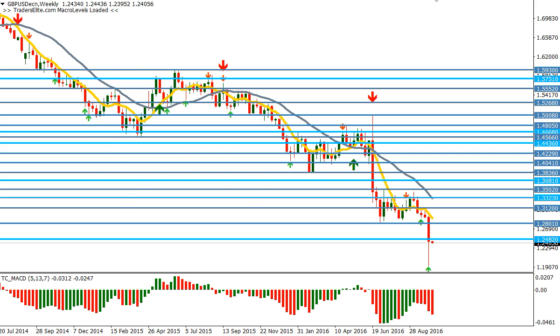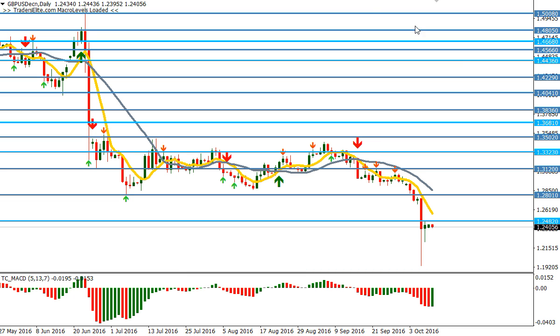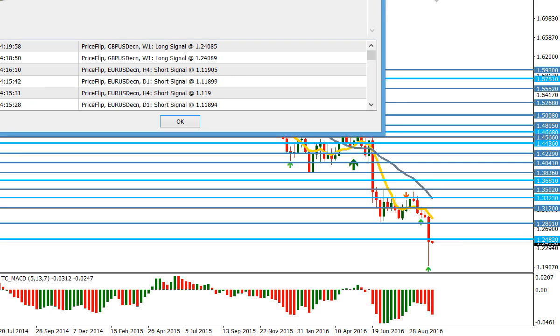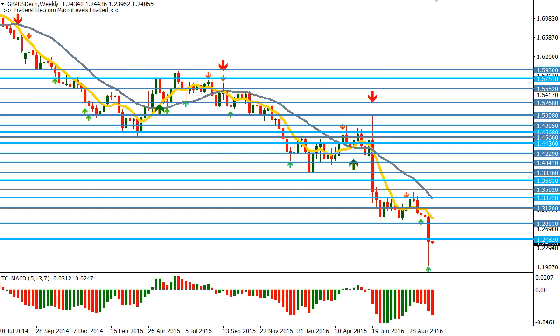So back to the pound, it's all down on the weekly, down on the daily, and down on the 4-hour. Now we've seen this consolidation. So what interests me about this is it's all been below this 124.82 macro level. So let's see. No, we can't on the weekly there.